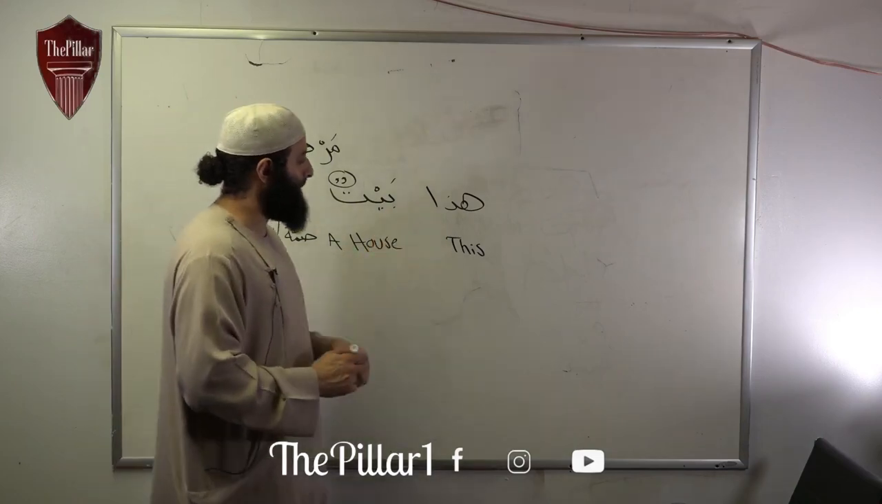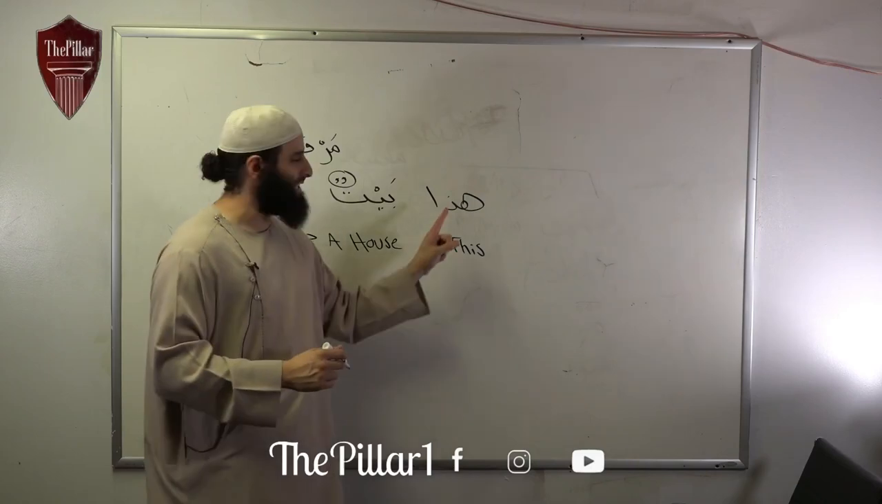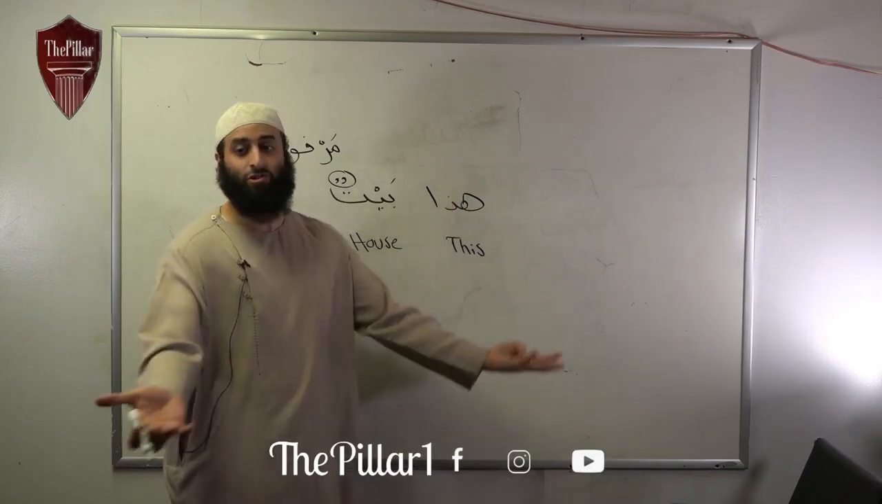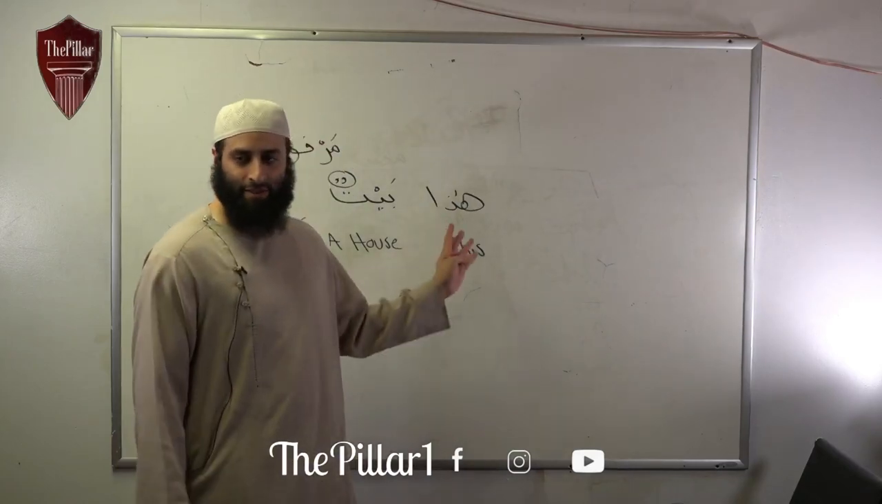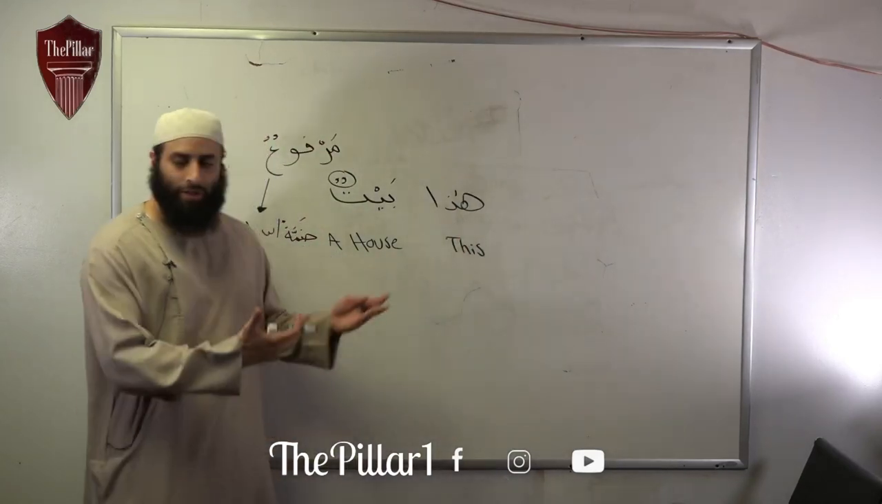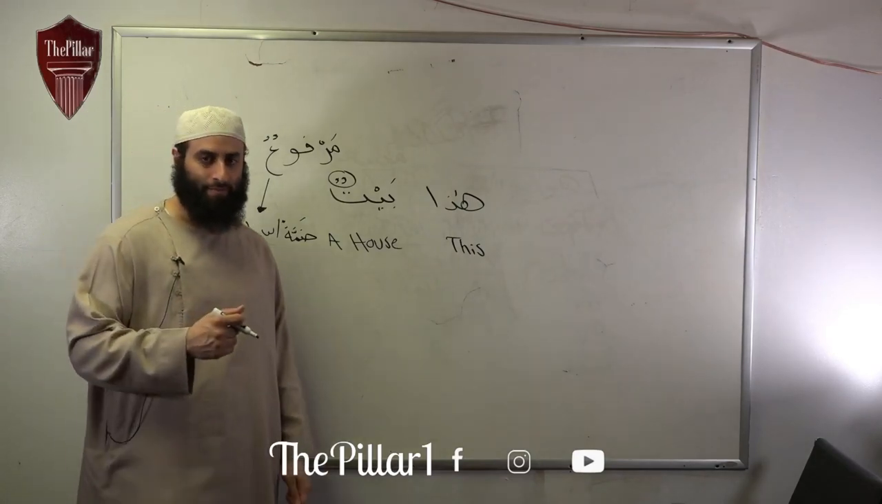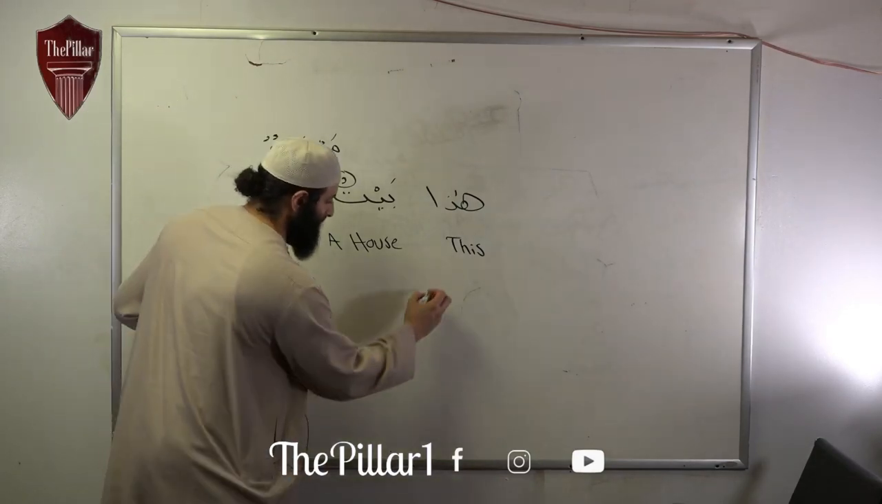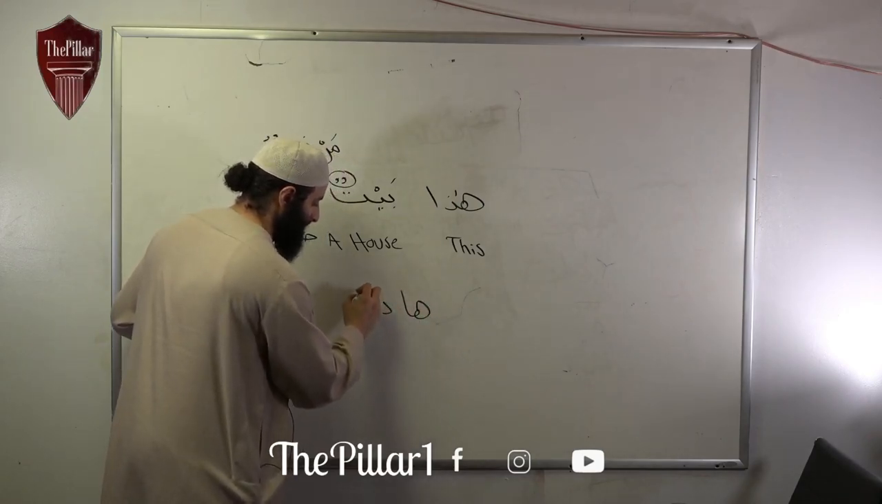Alright, hadha, we didn't break this down. It's made up of two things. And you guys ever notice that there's like a small alif here? And sometimes there is no alif. Like when you're reading the Quran, it's sometimes there, sometimes not there. Well, it really is there. But because it's so known, people don't write it. But technically, it is like this. Ha, tha.